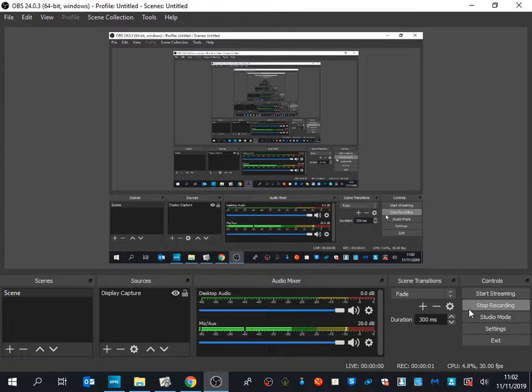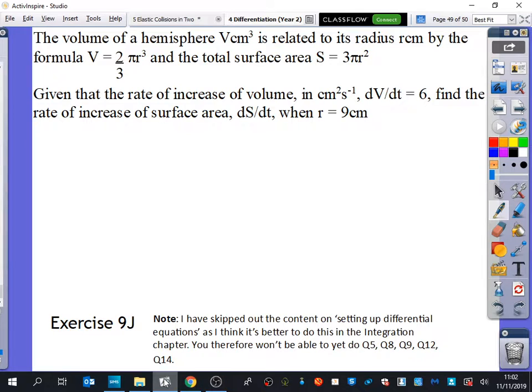At this last topic that we've got here, we are looking at connected rates of change, and this type of question is a little bit different to maybe some of the previous ones that we've had a look at. When I'm reading through this question, I want to see if you can work out what might be different about this question.